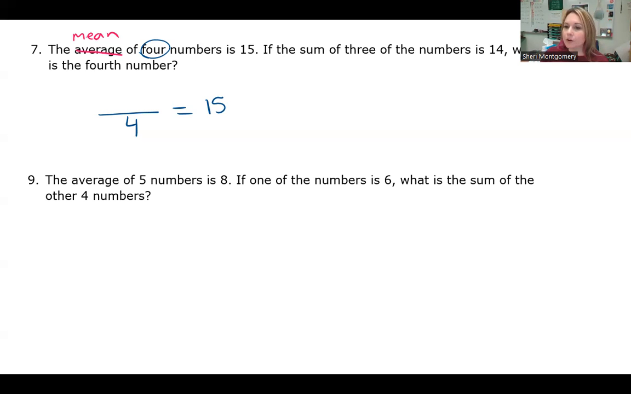It says the sum of the first 3 numbers is 14, and then we want to find that 4th number. We don't know what it is, so we could call it X. That's adding everything up on the top, and then we divide by 4, and that gives us 15. We have to work backwards. 14 plus X divided by 4 is equal to 15. To solve this problem, my goal is to figure out what X is. To get to X, I have to first get rid of that 4, so I have to multiply by 4.